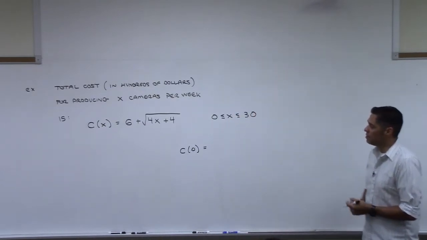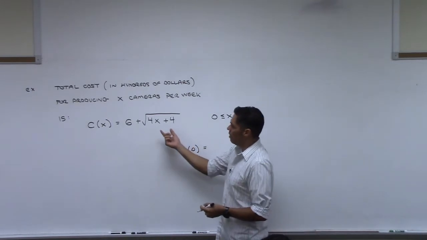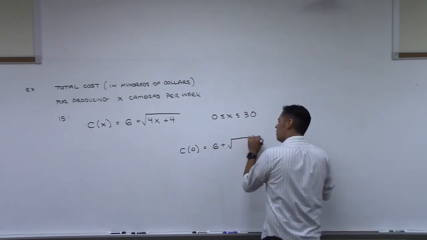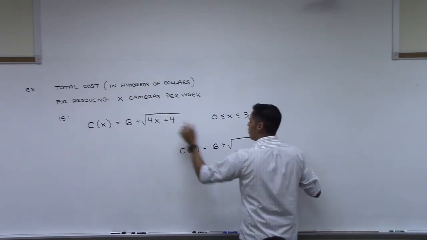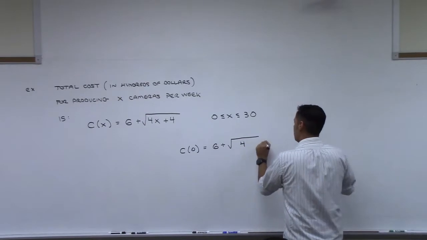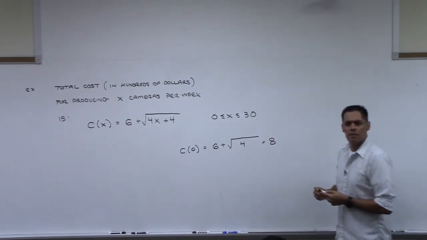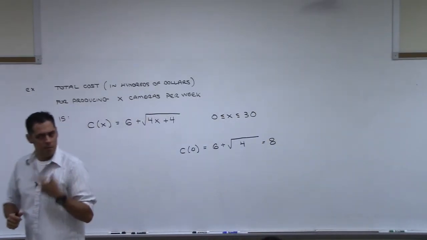Okay, so what is C of 0? So you just plug 0 in for x. Get 6 plus the square root of 4 times 0, that's 0, plus 4, so that's 4. The square root is 2. So this is 6 plus 2, which is 8, right? So what does that mean? It means 8 things that cost you $8.